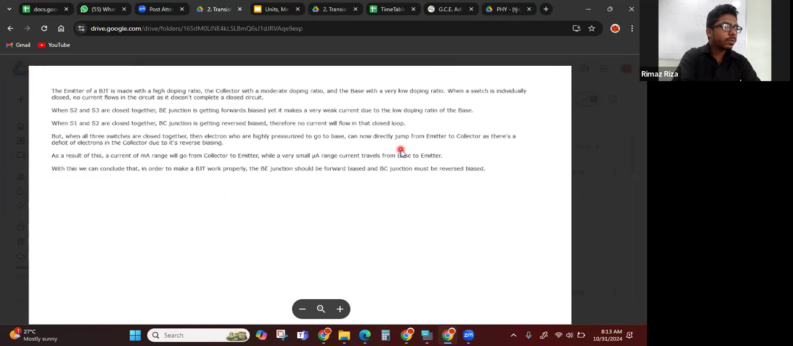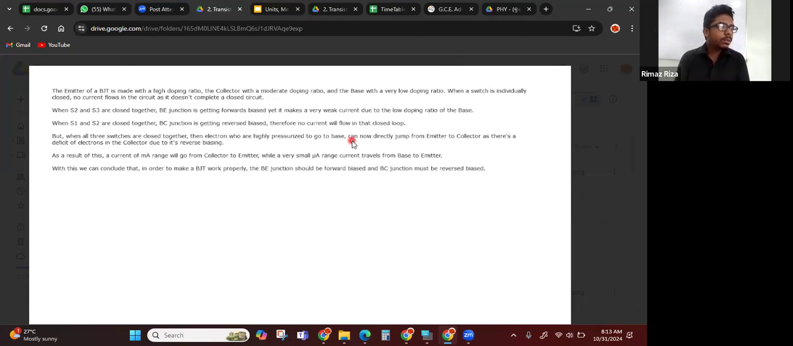When S1 and S2 are close together, the BC junction is getting reverse bias, therefore no current will flow in the closed loop. We studied under the PN junction: when the PN junction is reverse bias, there will be no current, but a very small microampere leak current will be there. Due to that leak current, the depletion region will get wider. Only that thing will happen.